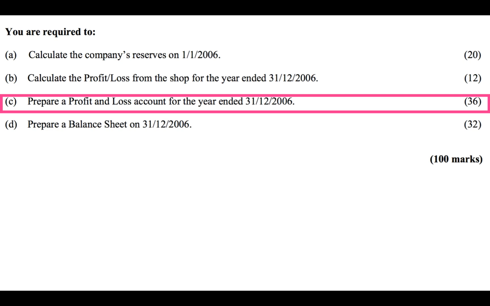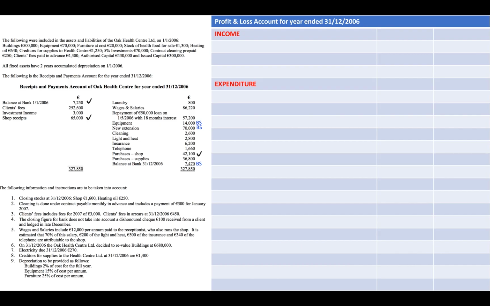Then we have to do part C. Prepare a profit and loss account for the year ended 31st of the 12th 2006 for 36 marks. So what we have to do then is profit and loss. What do we need for here? We need all of the expenses and all of the revenues for that year. So incomes and expenditures. We do not put any balance sheet items in here. So we want to look at the receipts and payments, and then we're going to work our way down.